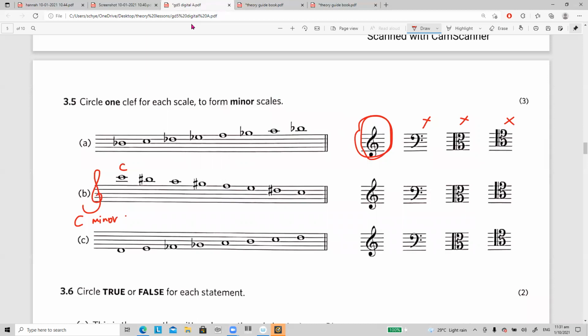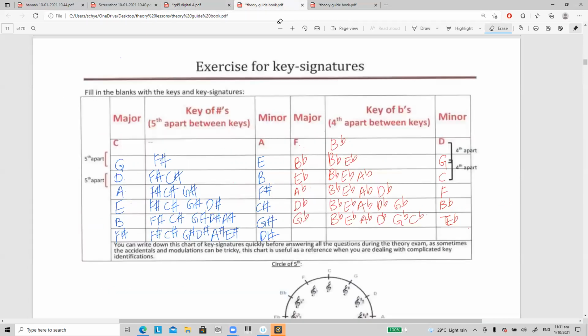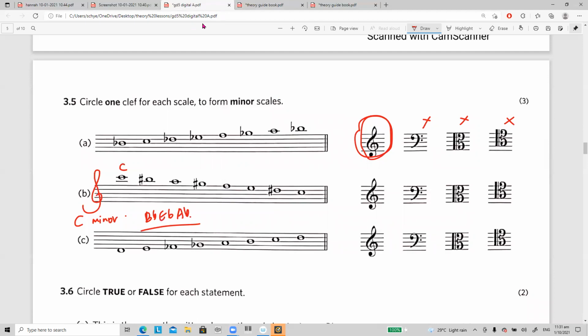Okay, so in C minor, we should have B flat, E flat, and A flat. So you see, C minor should have 3 flats. All right, you check with the chart. But now you see so many sharps. So that means the first one is out.